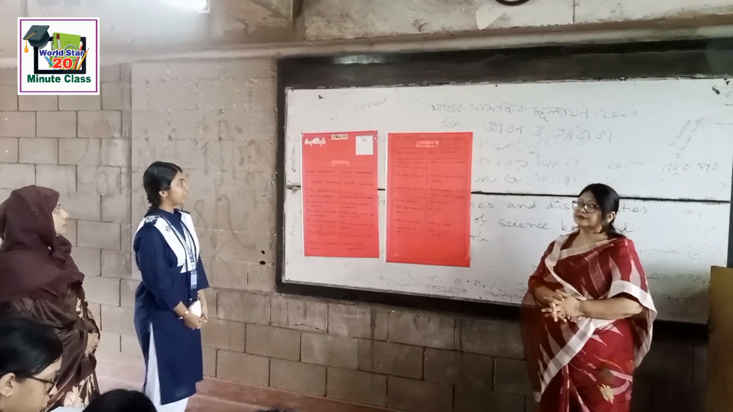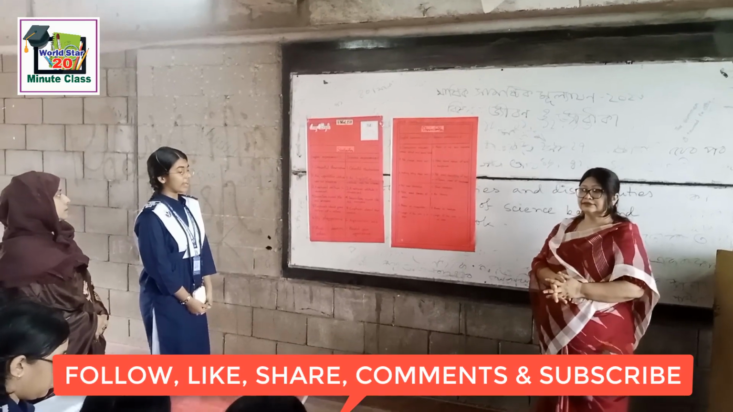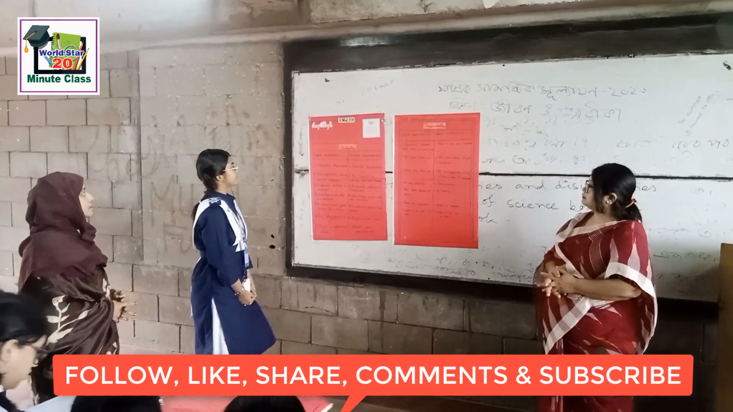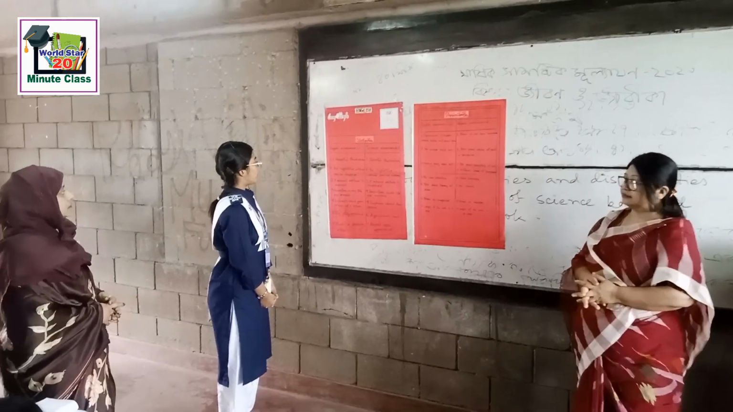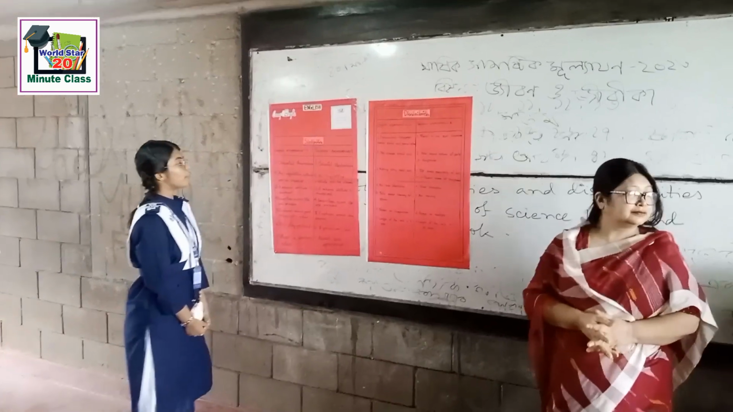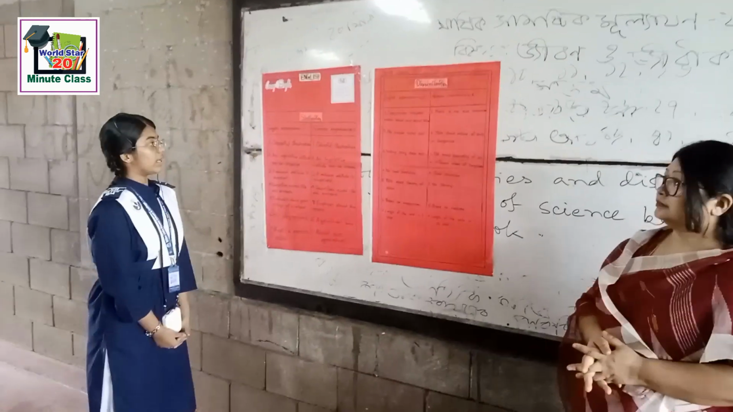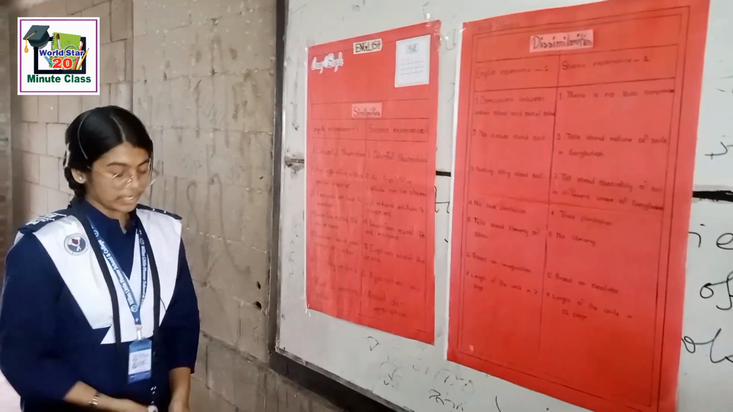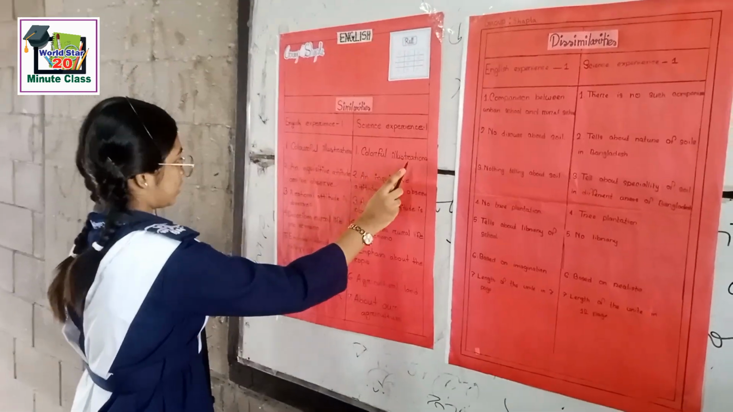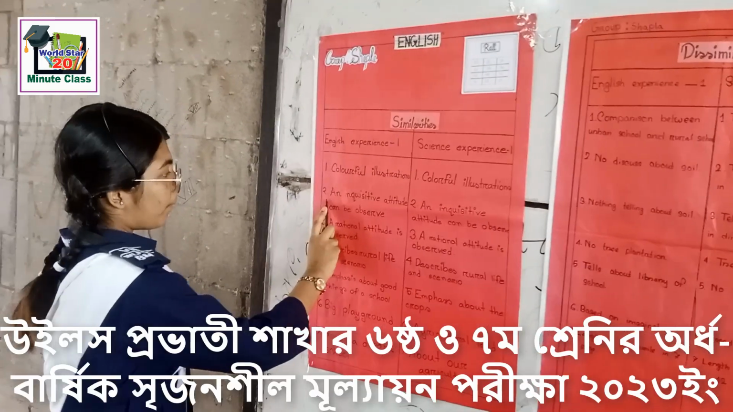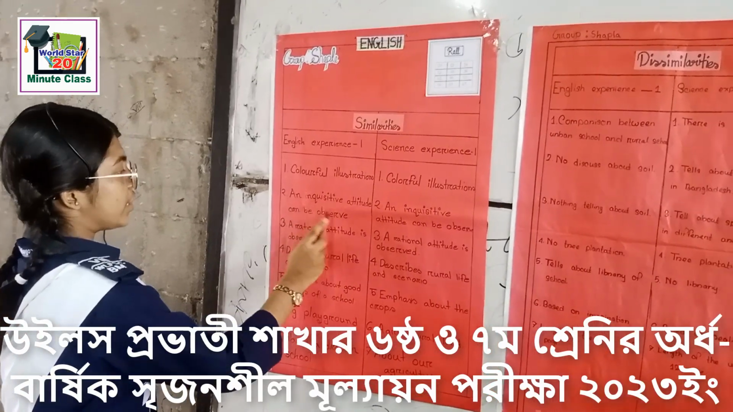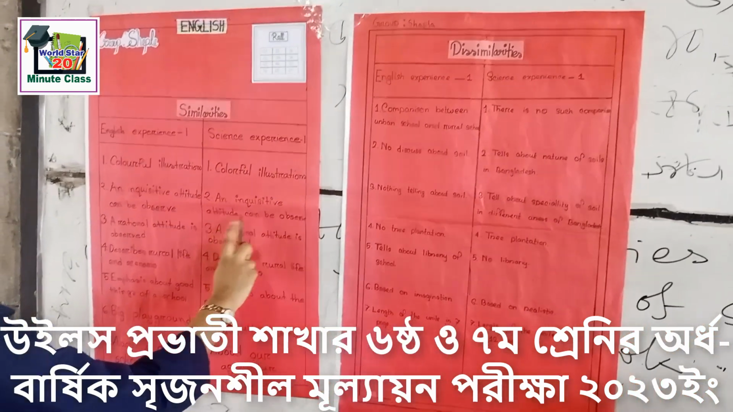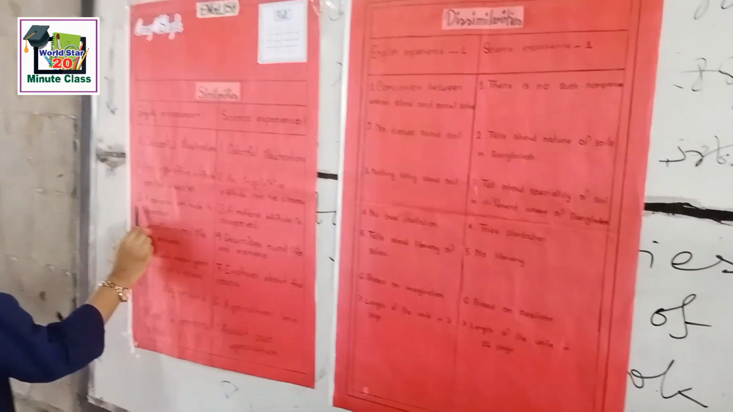Similarities and dissimilarities between science unit 1 and English unit 1. First, similarities. Number 1, English experience 1 has colorful illustrations. In science experience 1, there are also colorful illustrations. Number 2, an inquisitive attitude can be observed in English. In science, an inquisitive attitude also can be observed.